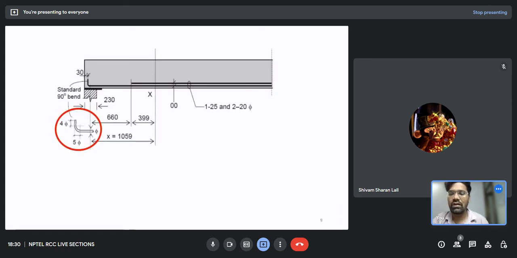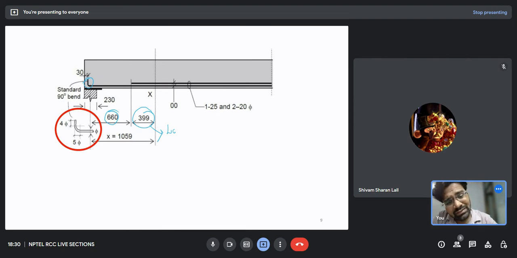So this is what I have shown up here. We can actually bend the bar and all the other requirements, which was the development length by which I had extended beyond the theoretical cutoff point, and by adding this up, I will get the actual cutoff point. That is, the actual cutoff point from the support is 660 mm. So this was all about this question.